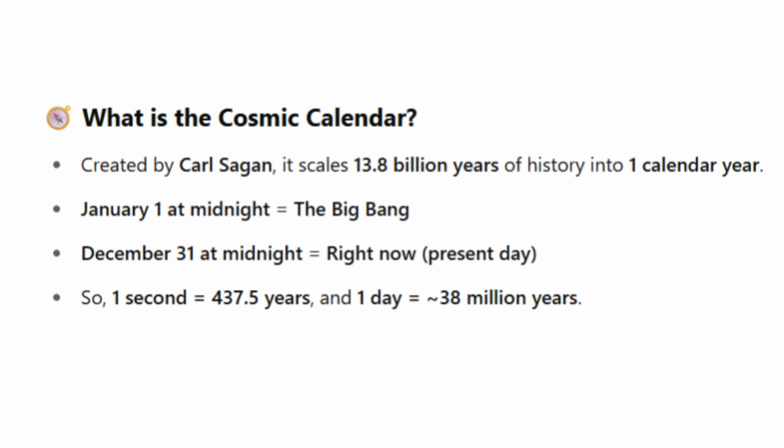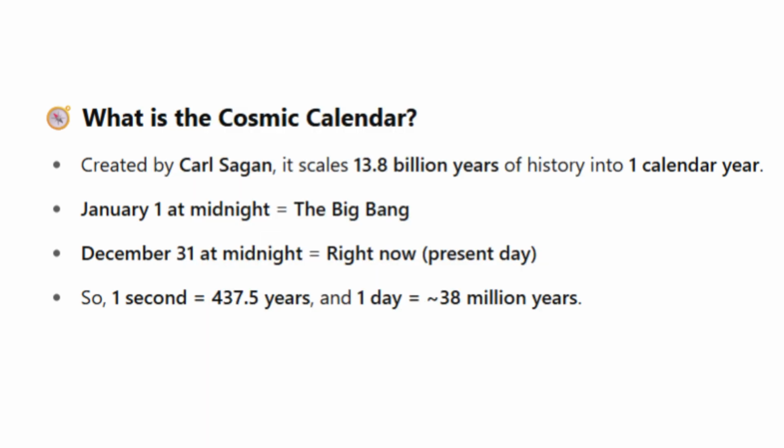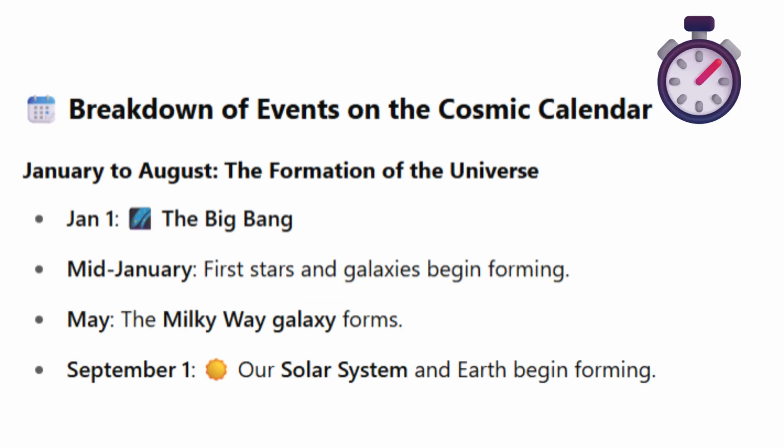Created by Carl Sagan, it scales 13.8 billion years of history into one calendar year, meaning 12 months. January 1st at midnight equals the Big Bang, meaning it occurs on the date January 1st, the start of the year. December 31st at midnight equals right now, present day. So, 1 second equals 437.5 years, and 1 day equals 38 million years. Breakdown of events on the cosmic calendar.